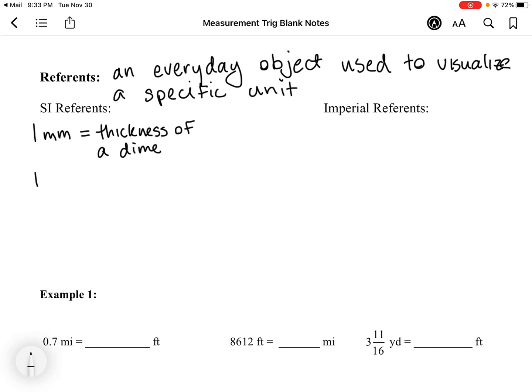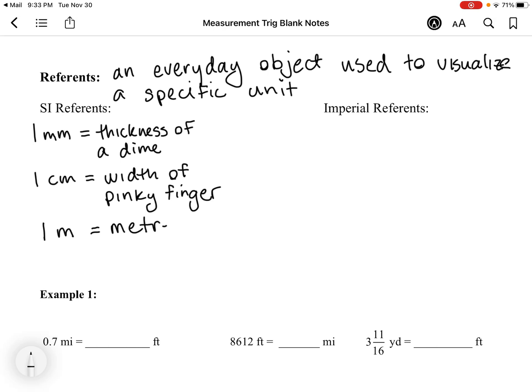Okay, for 1 centimeter, I always picture the width of my pinky finger. For 1 meter, I just think of a meter stick because we see those all the time in classrooms. And then 1 kilometer, most adults, when they walk at a normal pace, walk about 6 kilometers per hour.